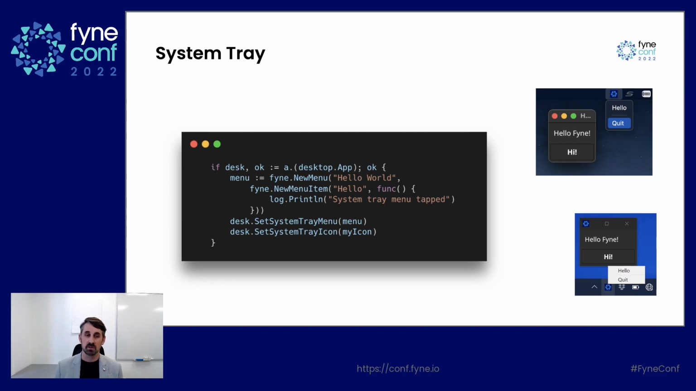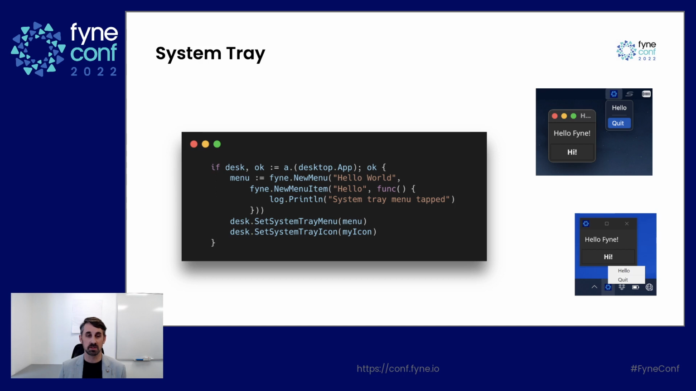So what you can see here, it starts with a type check that makes sure the running application is a desktop app. And so that will be true if you're running on a desktop application and not mobile. From there, we've got a cast of the application to a desktop version of the application, which we can use. We define a menu here, very simply, it's saying hello world.